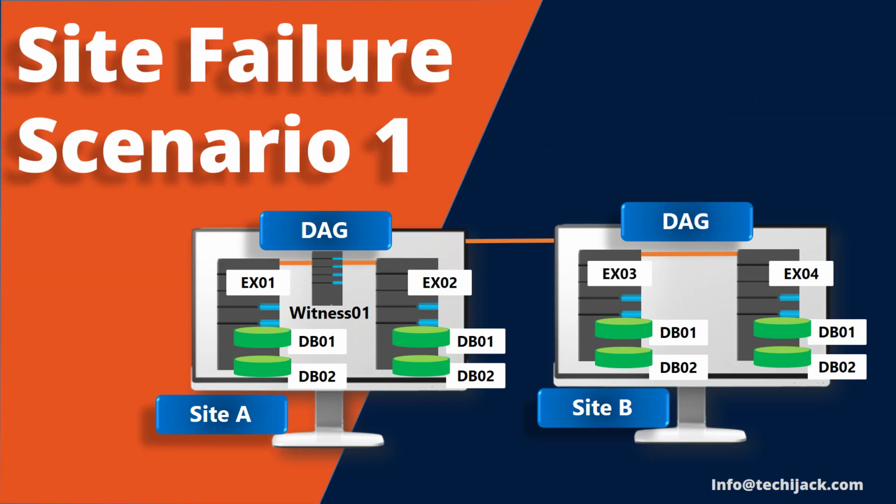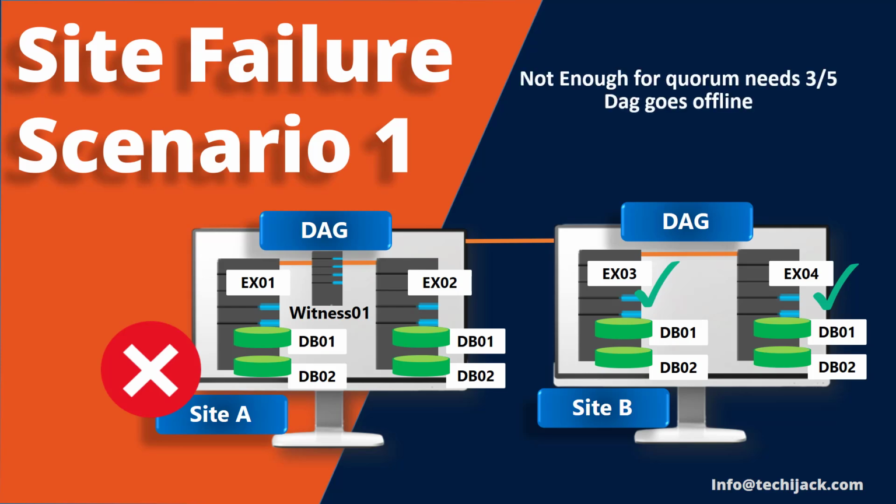Let's see the site failure scenario. If site A goes down, we have EX01, EX02 and the witness server in site A, and in site B we have EX03 and EX04. Now we have only 2 votes active, EX03 and EX04, and that is not enough for the quorum because quorum needs at least 3 out of 5. In this scenario, the DAG will go offline and the databases will be dismounted. In this situation, manual intervention is needed in site B. We have to remove the other members like EX01, EX02 from the DAG, and then we will have to activate site B and mount the databases.